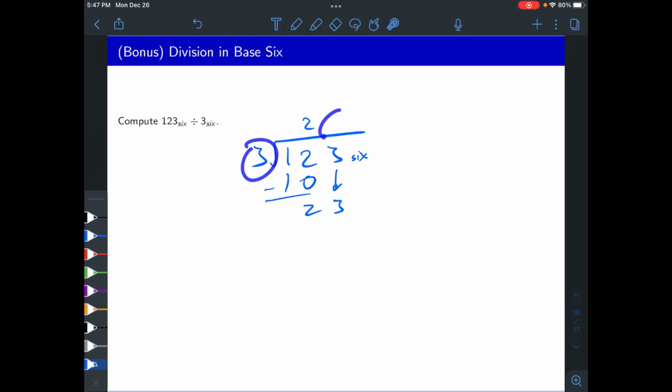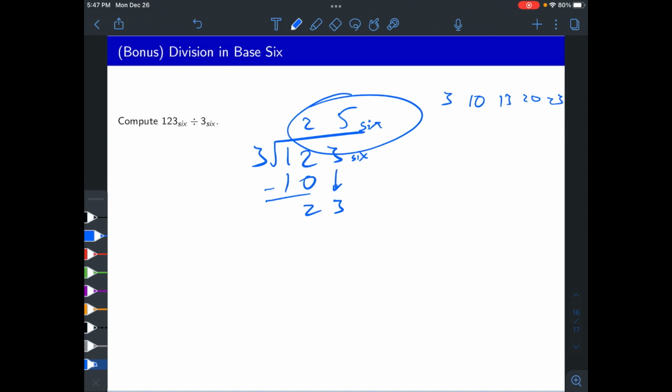Okay. 3 times what is equal to 23 base 6? Again, we can count off by 3s. 3, 1 group of 6. 13, 2 groups of 6. 23, and then we're looking for 3 times what gives me 23 base 6. Well, 1, 2, 3, 4, 5. So 25 base 6. That would be your quotient.